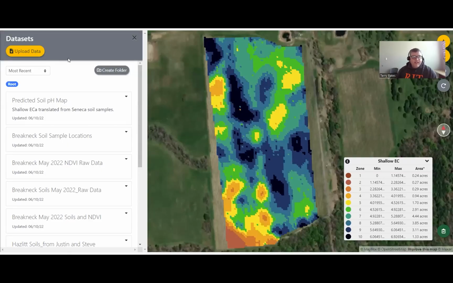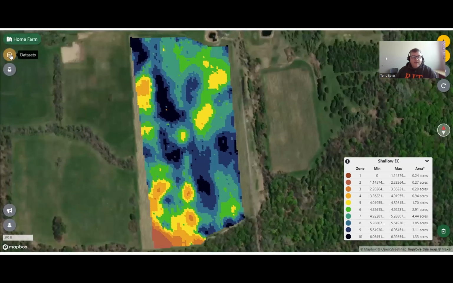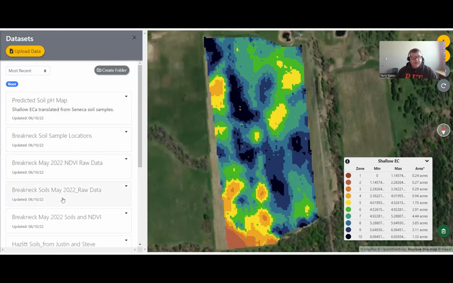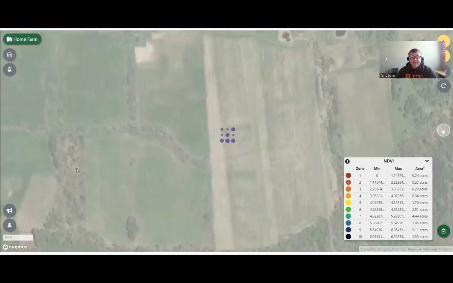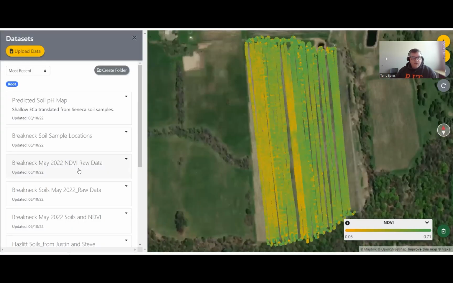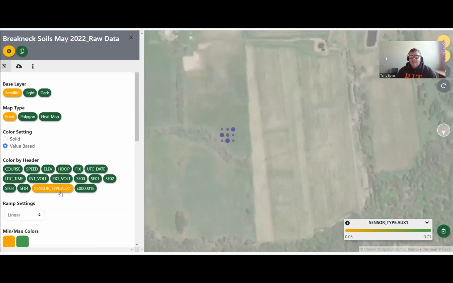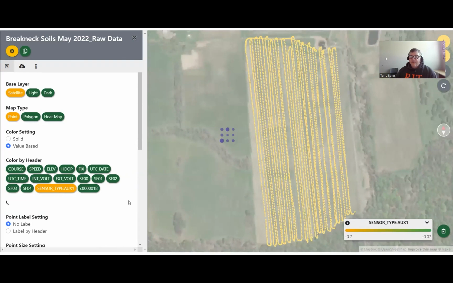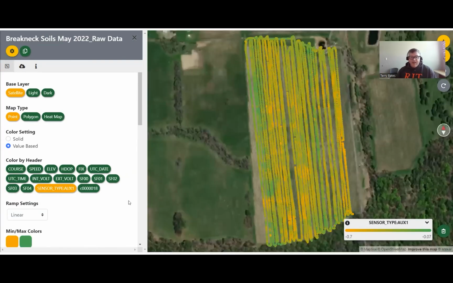Okay, so we're in my EV. We're in John's home farm map, and we have some data sets. So I started with NDVI raw data, and there was also the soils raw data. This is the data that comes in right off of the soil sled and the NDVI through the data logger, and we just upload it, and we see the headers, and we're able to color the different soils maps and NDVI maps by header.